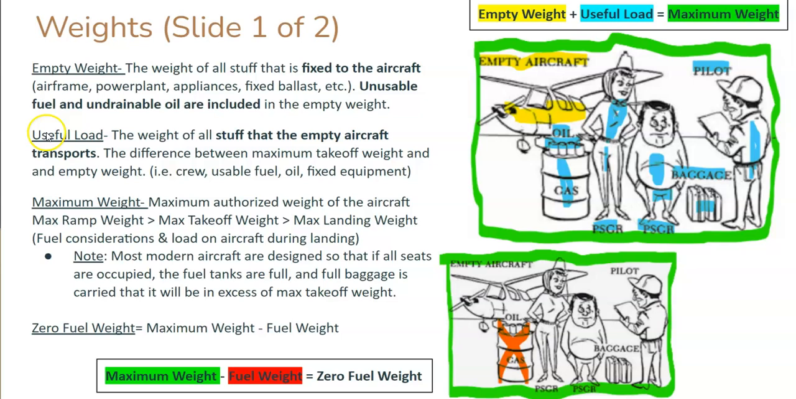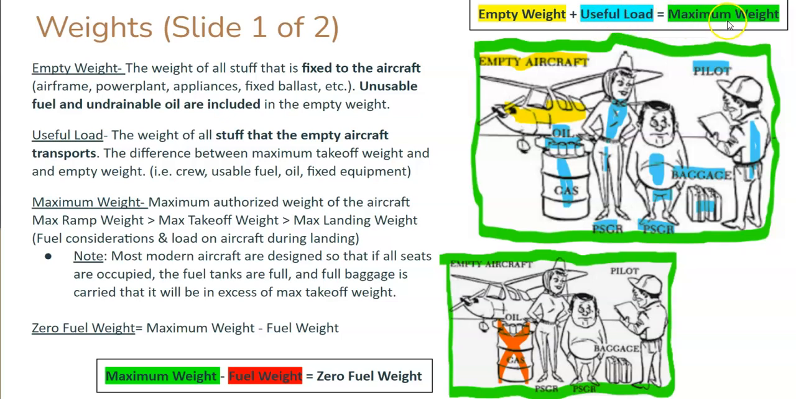We have useful load. And again, I have this diagram right here that really helps. So you have an empty aircraft, and then you have all the stuff that you're going to put on it on a trip. Stuff like the passengers, baggage, the pilot, oil and gas. All of that is your useful load. It's essentially the stuff that the empty aircraft transports. Another way you could think about it mathematically is that it's the difference between the maximum weight that the plane could take and the empty weight.